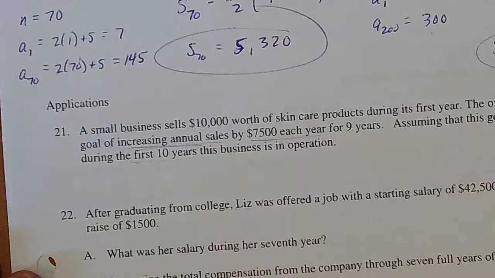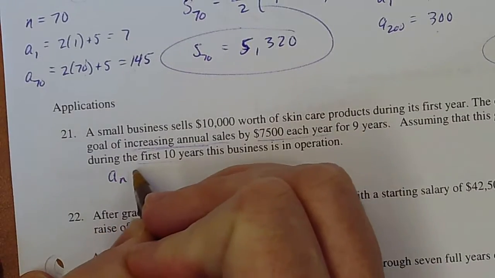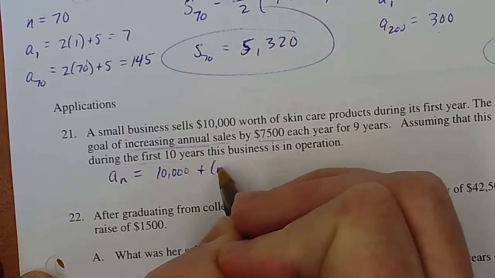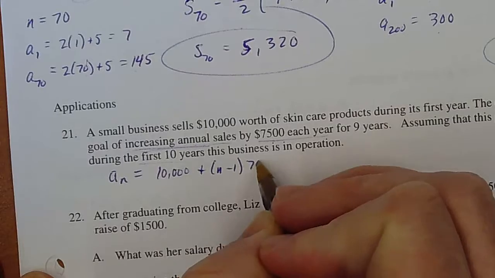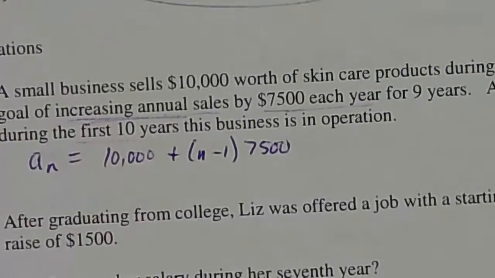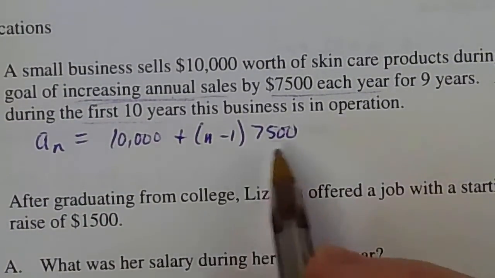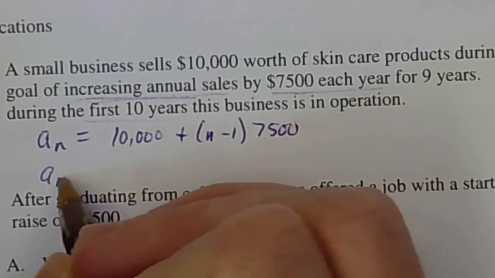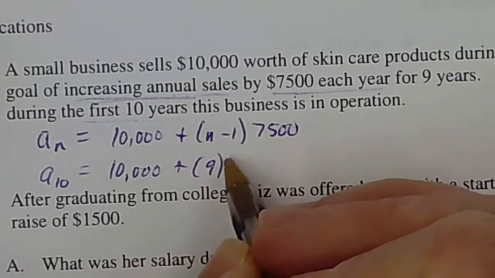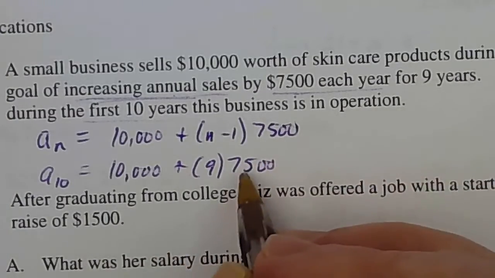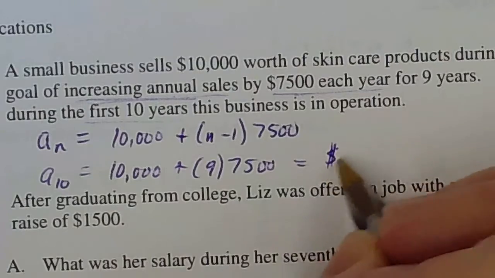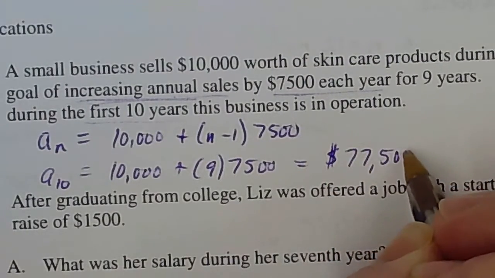So let's find a sub 10 first. So here's our a sub n formula. a sub n equals a sub 1 plus n minus 1 times the common difference. And that was explained as an annual increase of 7,500. Okay, now, like I said, we could skip simplifying. Let's just go ahead and plug in 10 to get the sales that year. So 10 minus 1, we get 9. That makes sense, right? 9 consecutive more years of these increases added to the first year. So that gives us 77,500 in sales.